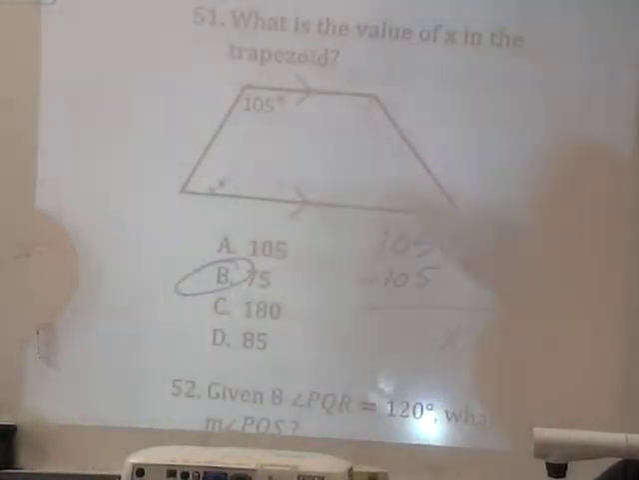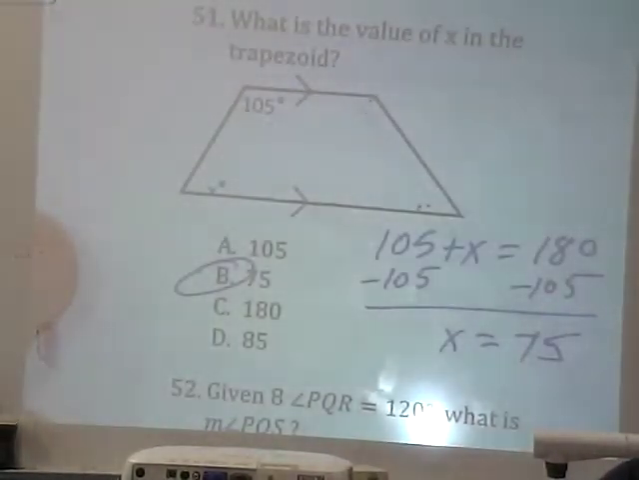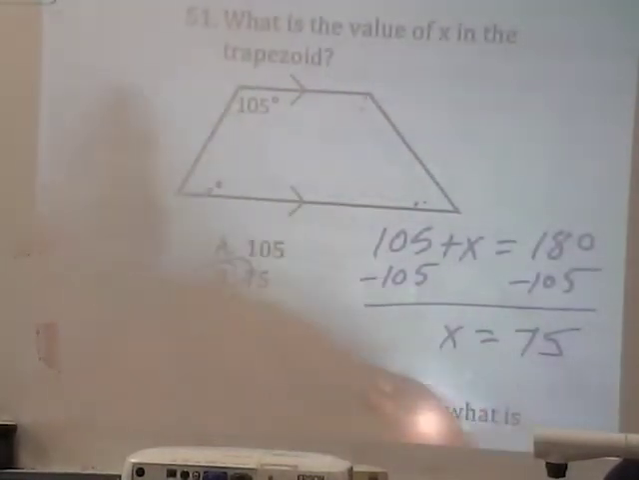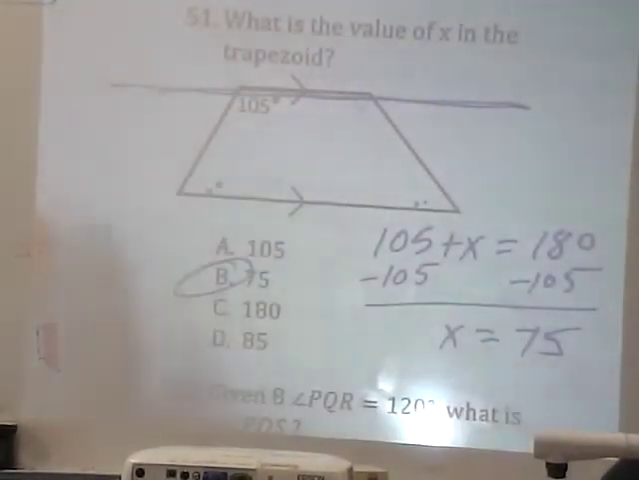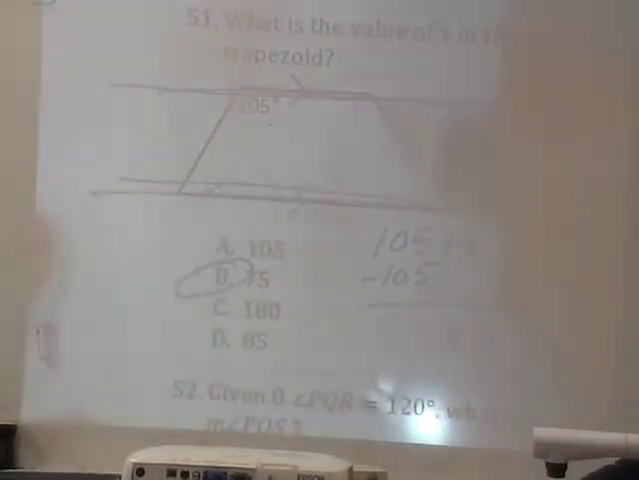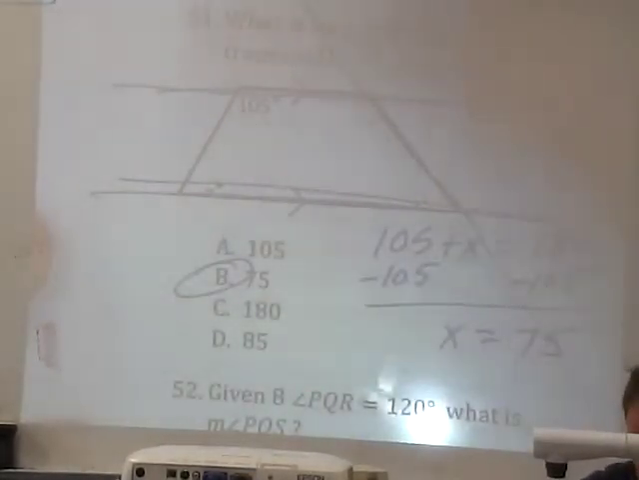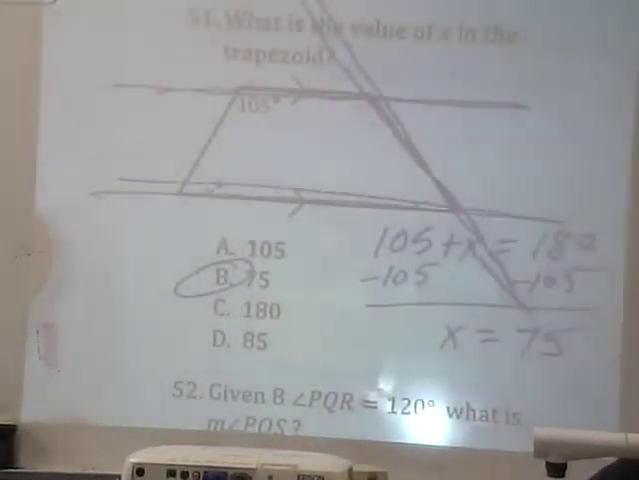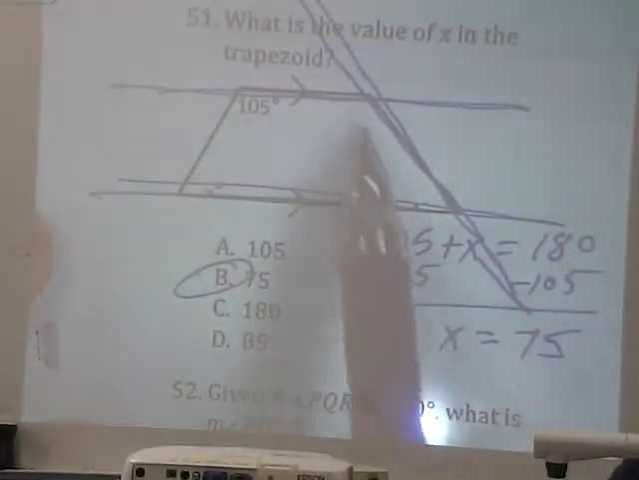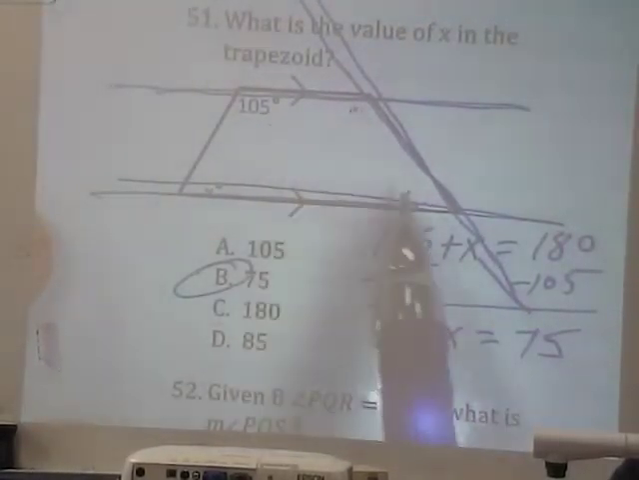Yeah, these two angles will be supplementary. And these two angles will be supplementary on trapezoids. Think about this. This line and this line are parallel, right? So what would that make this line? What do we call that thing? Transversal, right?